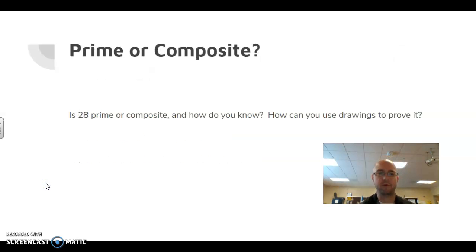So here we go. So here's your question to answer before you come to group. Is 28 prime or composite, and how do you know? How can you use drawings to prove it?